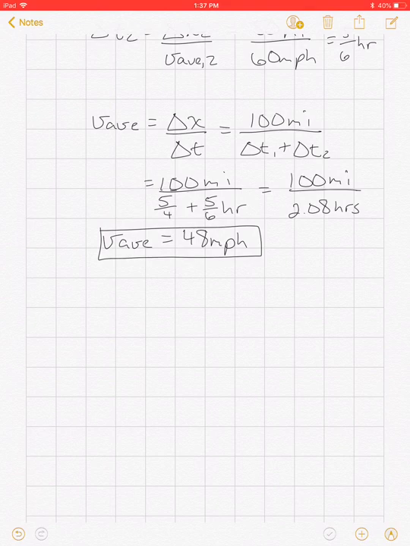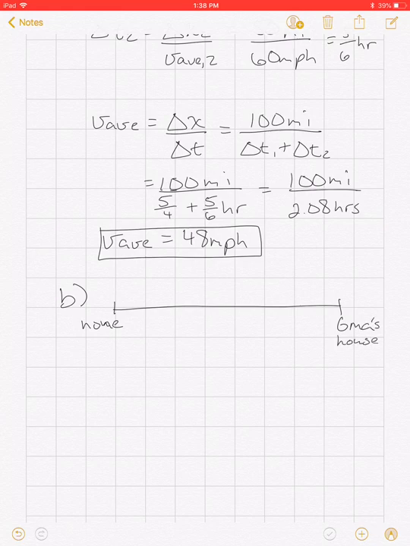Now in the second part, we've got a slightly different scenario. We've got Julie's house here, so this is home, and this is Grandma's house. I'm not going to draw the houses this time. But we have one leg of the trip done at 40 miles per hour. The velocity for the second part of the trip was 60 miles per hour. And in this case, delta T1 and delta T2 are the same. So the amount of time they spent in each one is the same.